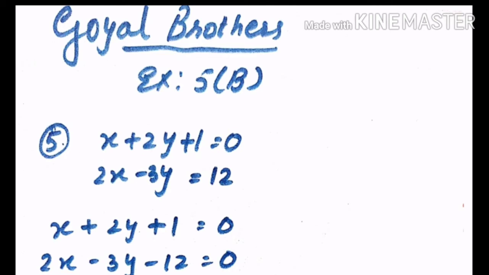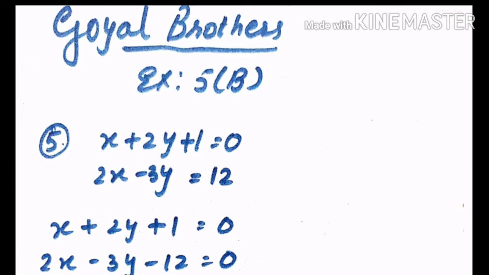One equation already has the constant term on the left side of the is equal to sign, and in the second equation it is on the right side, so I will take it on the left side of my is equal to sign. So I write my first step by taking my constant term on the left side, that is x plus 2y plus 1 is equal to 0 and 2x minus 3y minus 12 is equal to 0. First of all, this step you have to remember that if constant term is on the right side of is equal to sign, you have to take it on the left side of the is equal to sign.